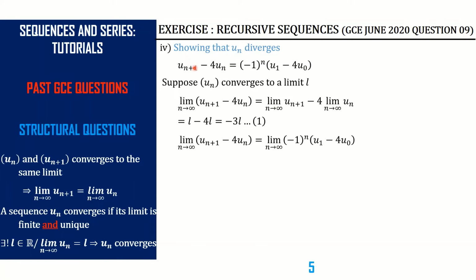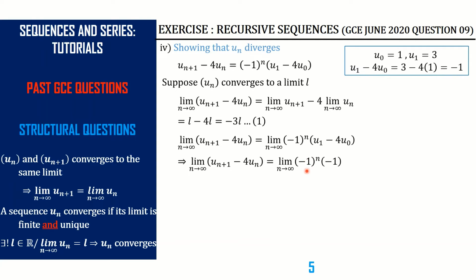Now this limit, that is the limit of u of n plus 1 minus 4 times u of n, is equal to this limit, because the two are the same since we proved it. So at the end, since we know u0 and u1, you can get the value of u1 minus 4u0. Simplifying, you get negative 1. So we just replace this with negative 1, and we maintain this. Now we can pull out the negative 1 outside, and we get negative.